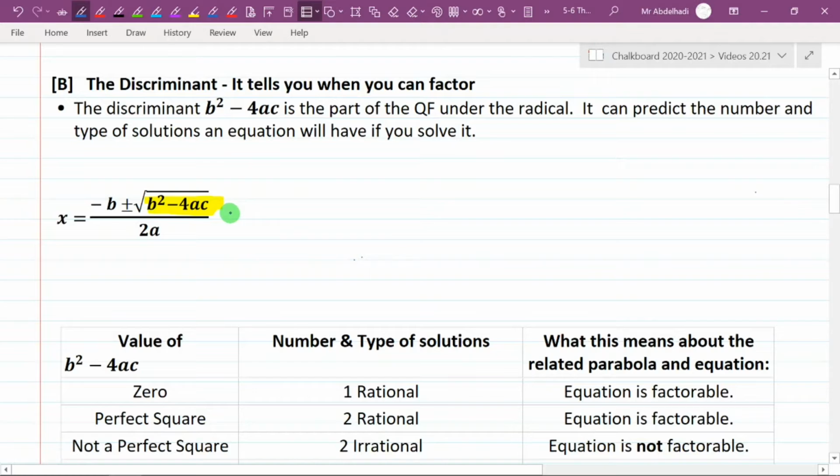It'll tell you if you're going to get one answer or two answers or no answers. It'll tell you whether the answers will be rational, meaning decimals that stop or whole numbers, or if it's irrational, meaning those crazy decimals that go on forever and never repeat, like pi. All that can be figured out just by looking at the b squared minus 4ac. So you have here a little table.